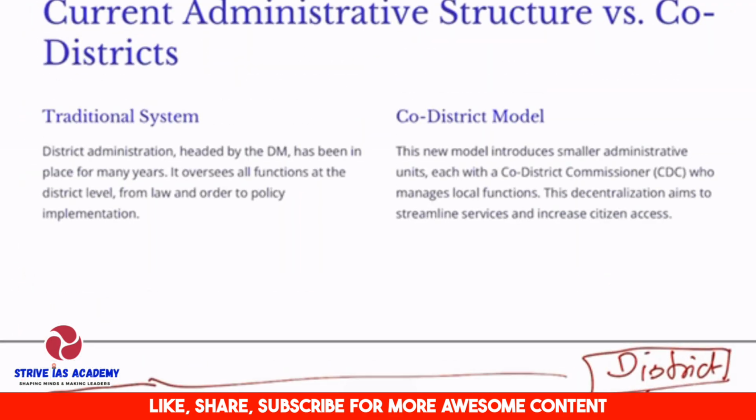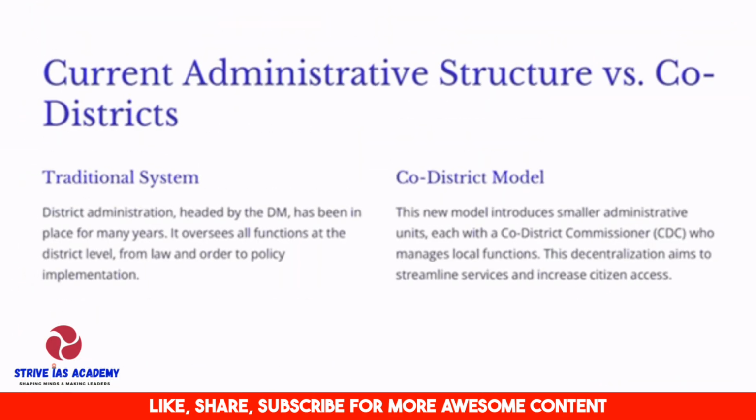So what has been proposed? A new system, the co-district system, has been proposed by the Assam government, and the Assam government has implemented this co-district model in some of its districts. Now, what was the traditional system? District administration was done by the DM.